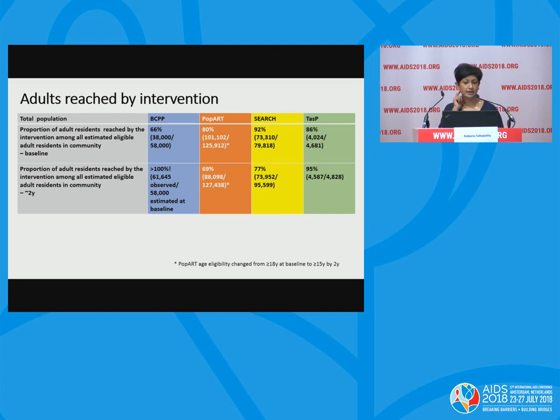And at 2 years, it ranged from 69% to what currently appears to be greater than 100%, but the explanation for that is, as I said, these are provisional data, and the denominator for the total population for BCPP is being re-examined by the team and will change once the estimates have been refined.